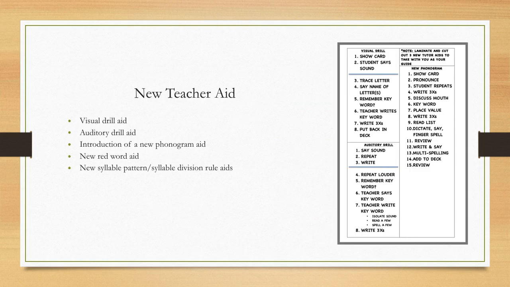When first starting out, it is a good idea to print, laminate, and cut out the new teacher aids. You can hole punch the corner of each aid and place them on a ring to carry with you each time you teach. On this slide, you will see the visual drill aid, auditory drill aid, and an introduction of new phonogram aid. These aids list the steps you will follow during that portion of the lesson. There are also aids for assessing and introducing new red words, as well as aids for introducing a new syllable pattern or division rule. Eventually, you will not need these aids as the structure of the lesson becomes more automatic for you.